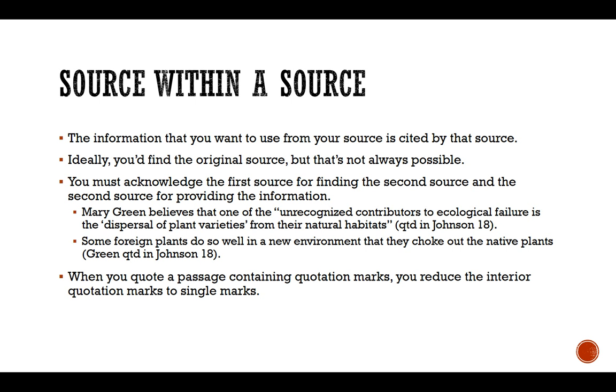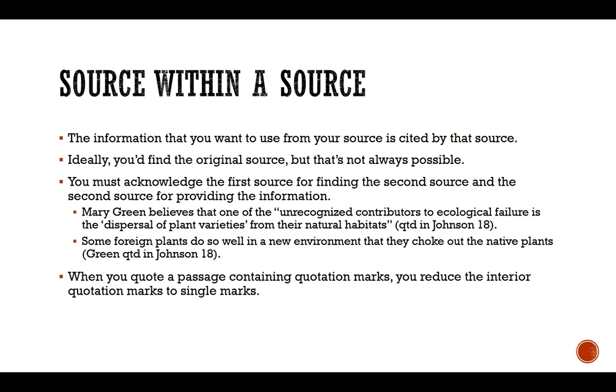I know some students like to just lift the citation for Mary Green out of Johnson and put it in their works cited and then pretend that they found that article. That's actually academic dishonesty because you did not find that article and read that article. And you also need to make sure that you are acknowledging that you found this source within another source because you can't take responsibility for any mistakes that are made in the quotation if it's taken out of context, those kinds of things. So you need to make sure that we know that you are getting only what Johnson told you. So here are two examples of how to do that.